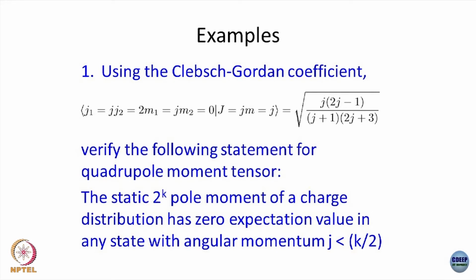So, to do an expectation value of Q2 0 between, instead of deuteron, if you take spin half particle, that expectation value will be 0. So, this is what you can check for 1 or 2 cases using this coefficient and make the powerful statement that the 2k pole moment expectation value is going to be 0 if the particle has j less than k by 2.